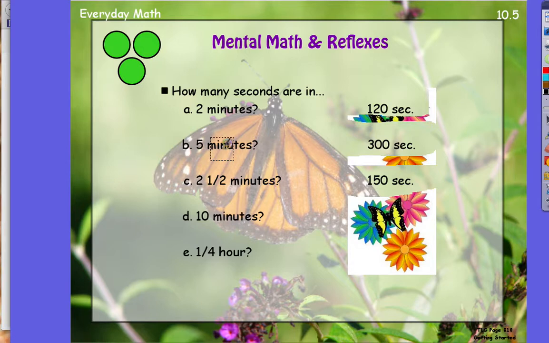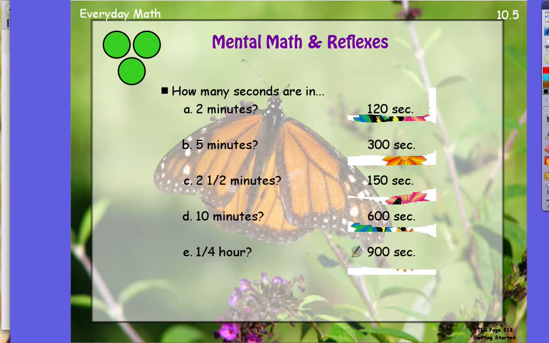2 ways to do it. You can multiply what we figured out for 2 minutes by 5, otherwise 10 times 60, which is going to be 600 seconds. And then in 1/4 of an hour, first thinking about how much is 1/4 of an hour, that is 15 minutes, so 15 times 60 is equal to 900 seconds.